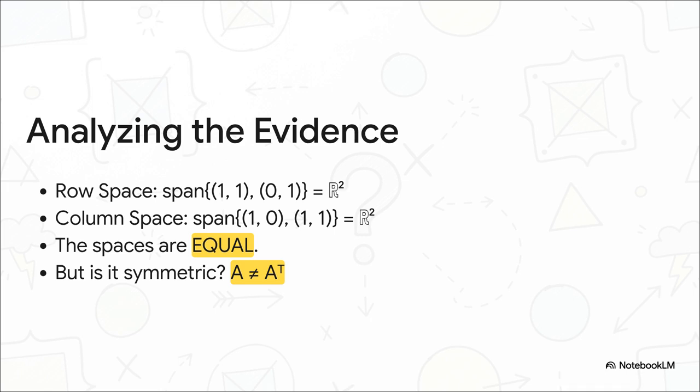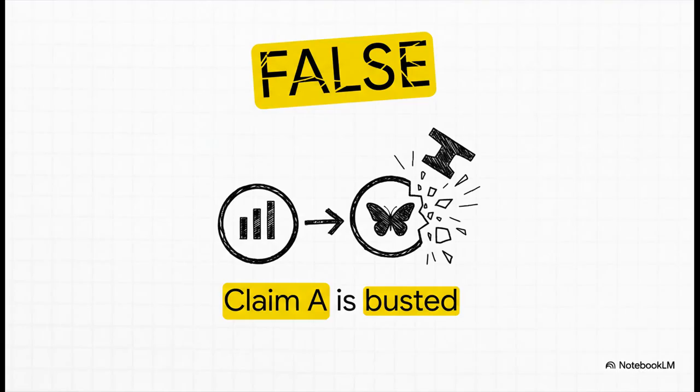But now for the big question. Look at the matrix. If we flip it on the diagonal, the 1 in the top right and the 0 in the bottom left, they don't match. It is not symmetric. And there we have it. We found our counterexample. The if part was true, the spaces were totally equal, but the then part was false, and that means the entire statement is false. Claim A is officially busted.